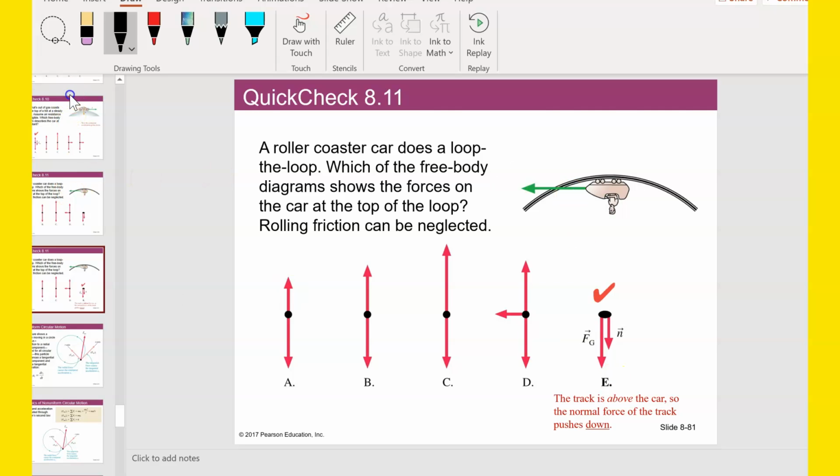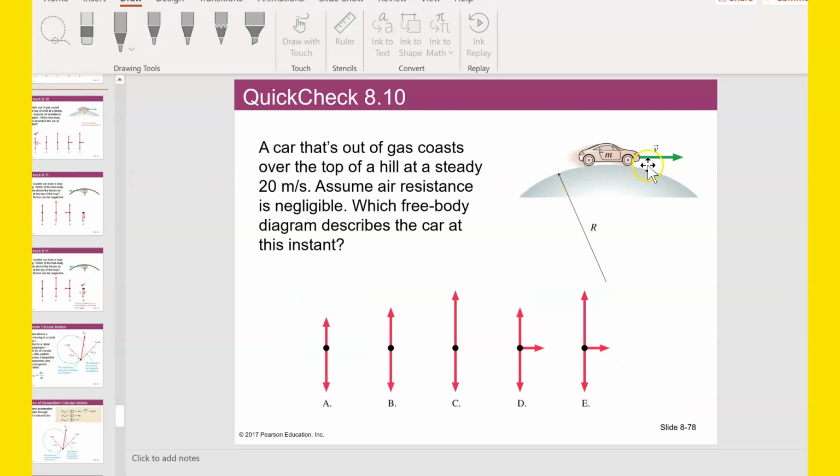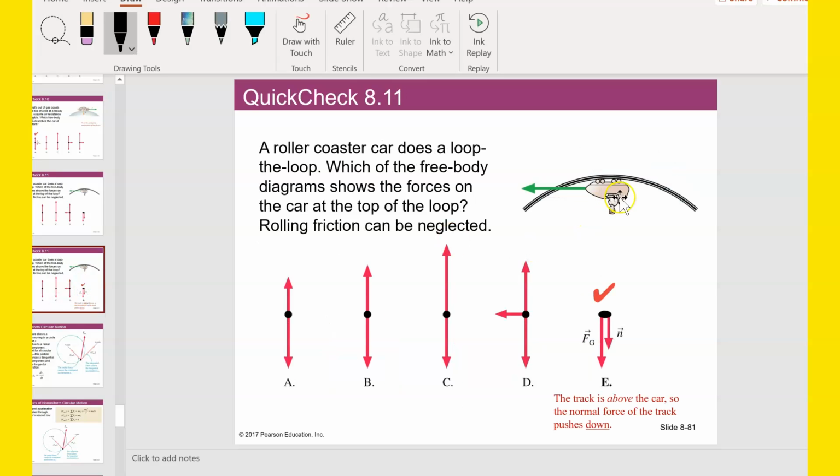Notice on the previous problem, the normal force pointed up because the car was above the surface, so it had to point up perpendicular to the surface. On this one, the car is below the surface, so it has to point down perpendicular to the surface.